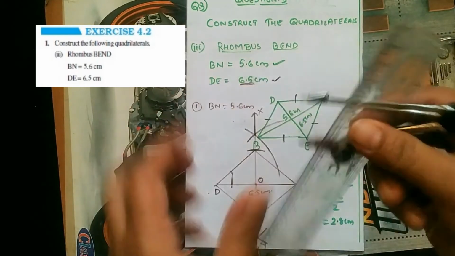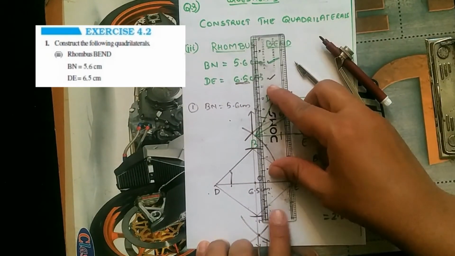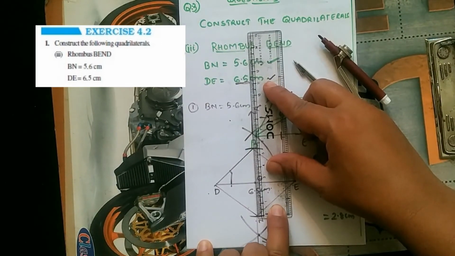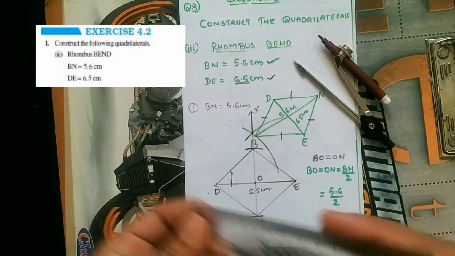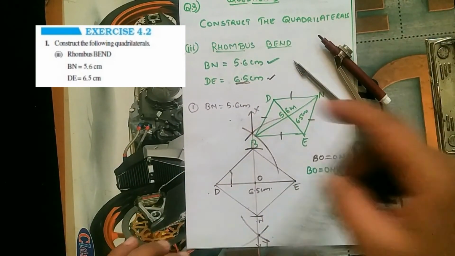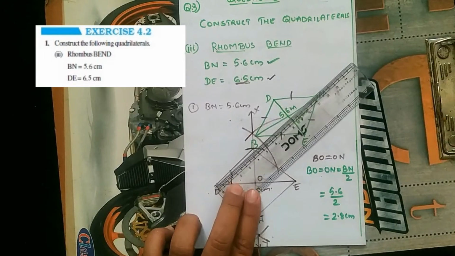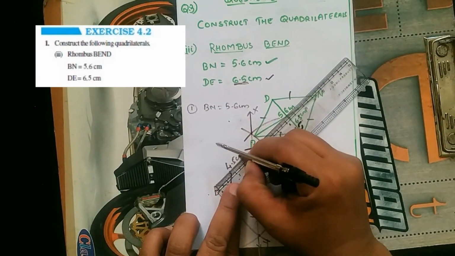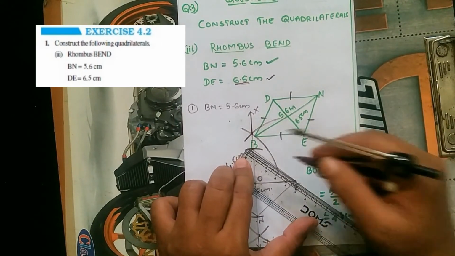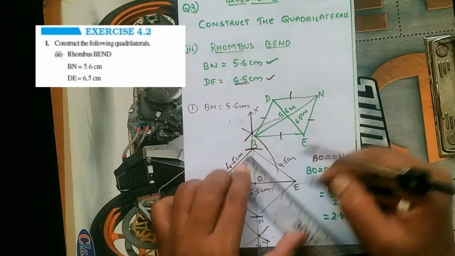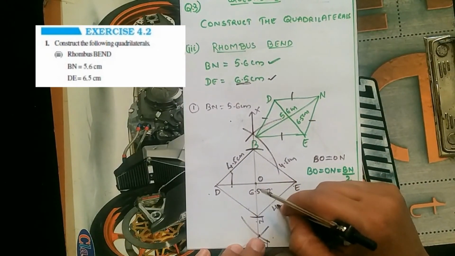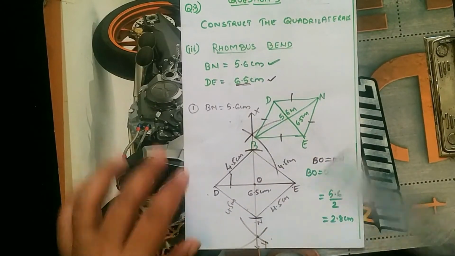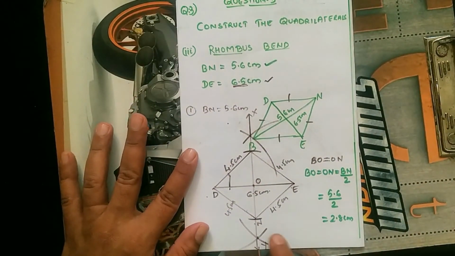and when you measure this diagonal BN, you will surely get your diagonal as 5.6. So in this way I have completed my rhombus BEND, and now you have to measure the sides. Sides are 4.5 centimeter. This will also be 4.5 because it is a rhombus. All sides will be equal. You can assure by measuring all sides that it will surely give you the correct measurement.